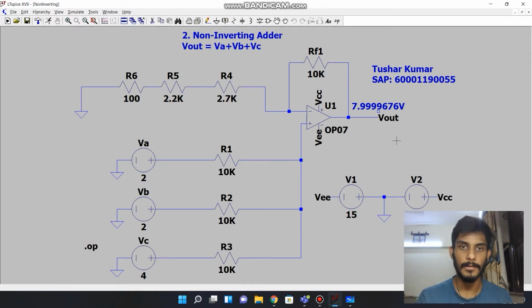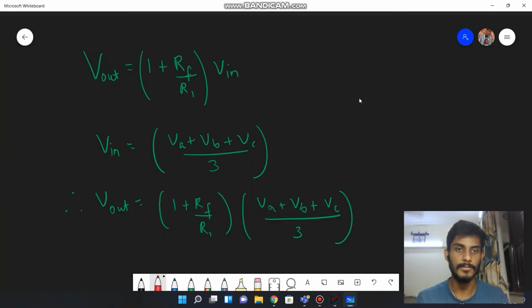Let us now look at another application of op-amp, which is the non-inverting adder. We have an equation Vout is equal to Va plus Vb plus Vc, which functions as an adder. So here I'm applying the voltages 2, 2 and 4. If we substitute these values in this equation, we get 2 plus 2 plus 4, which equals 8. And as we can see, we are getting the final value as approximately 8 volts. So the circuit is correct. Let us now look at the explanation.